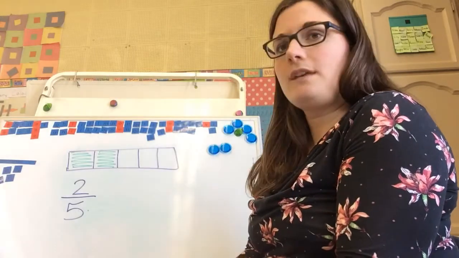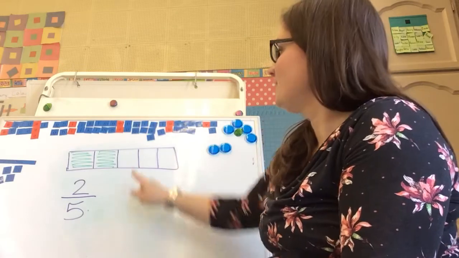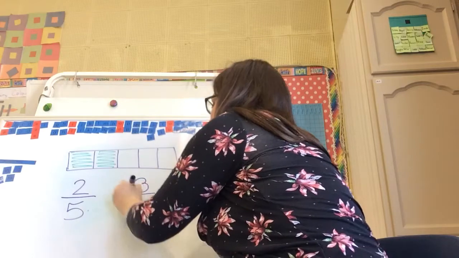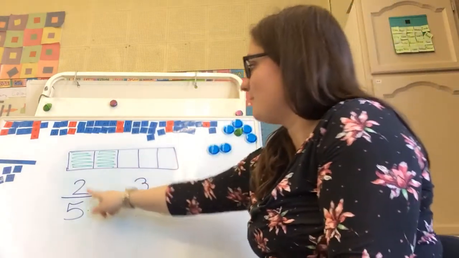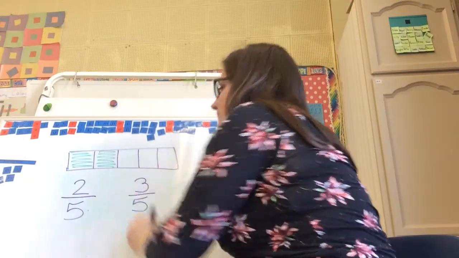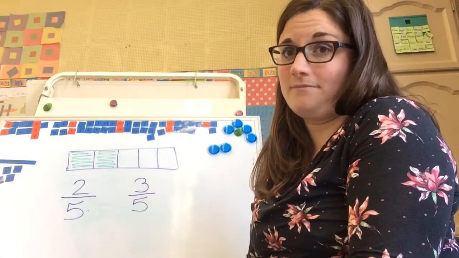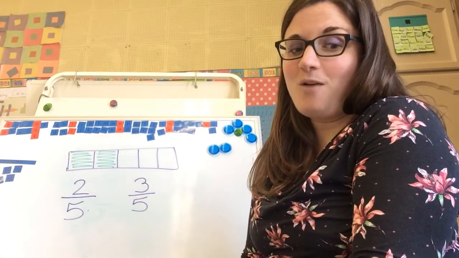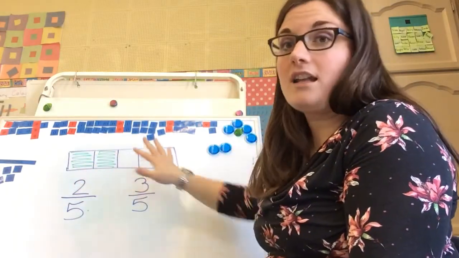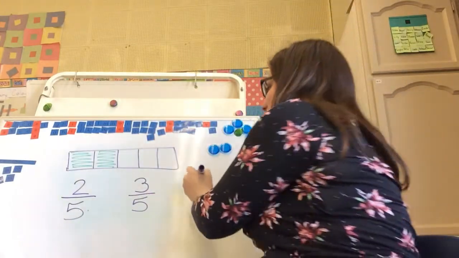Now, can you give me the fraction for the pieces that aren't colored? How many aren't colored? 1, 2, 3. And how many pieces is there all together? The same over here. 1, 2, 3, 4, 5. So 2/5 are colored, 3/5 are not colored. Okay? And we're going to talk about if I added the colored with the not colored, I would get the whole chocolate bar.